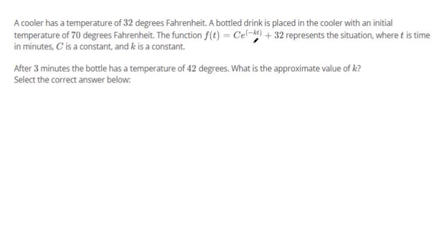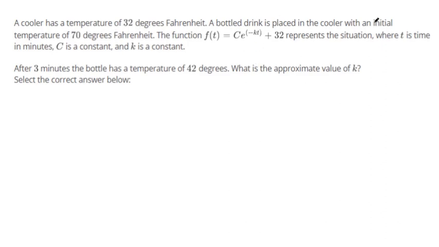They've given us a function that represents the temperature of the cooler after a certain amount of time. And in the problem, they say that this is a constant and this is a constant. So that means those are plain old numbers. We've got to figure out what they are from the information they gave us.